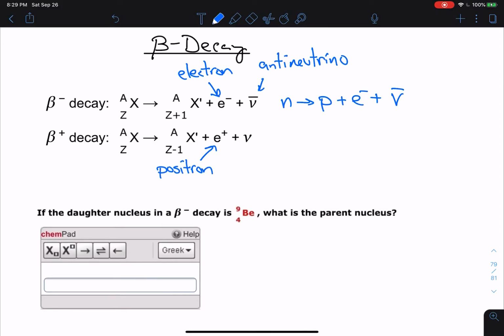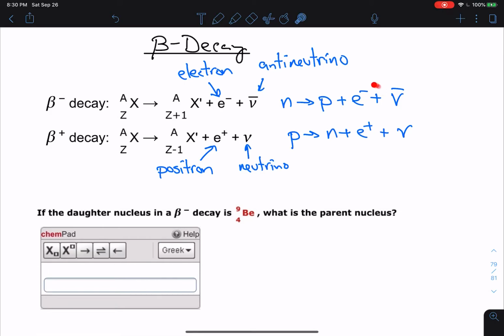A positron is just an anti-electron. It's the exact same as the electron in all ways, except that it has a positive charge. So instead of a negative charge, it has the same charge magnitude, it's just that it's positive. And then this right here, this is a neutrino. And what's really going on here is that a proton is turning into a neutron and a positron and a neutrino.